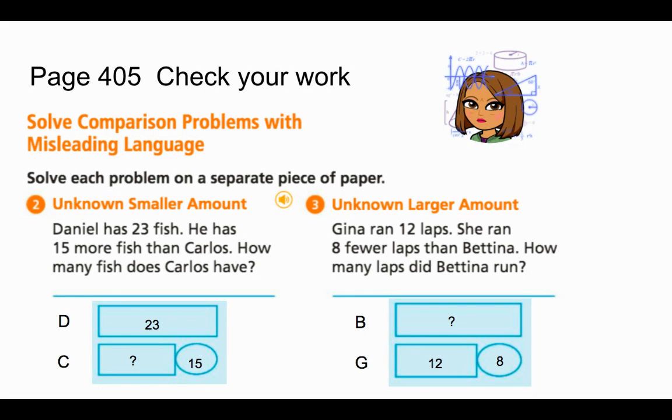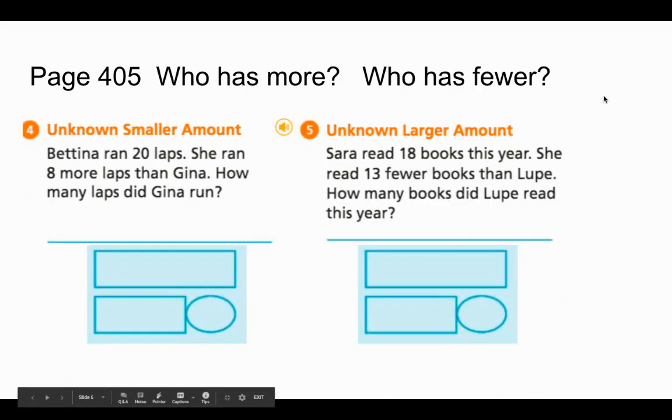Super job. With number 3, third graders, Bettina has more, but we don't know how many that is. So she's on top. The B is on top. Gina has less. She has 12 plus 8 more because Bettina ran 8 more than her. If you add those two together, Bettina did 20 laps. Awesome job. Look at number 4 and 5. I want you to try these and fill them into your comparison bar.